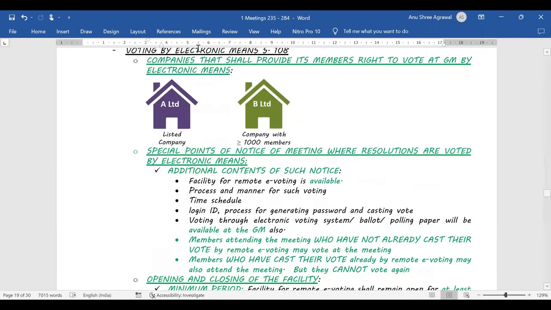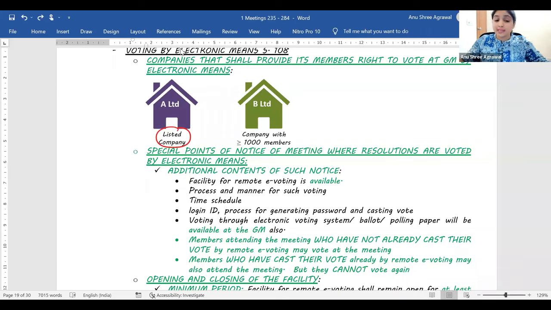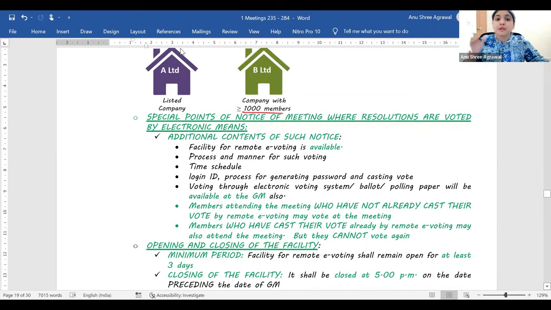Now coming to voting by electronic means, is this mandatory in every company? Is electronic voting mandatory in every company? No, it is mandatory for all listed companies, and it is mandatory for all those companies which have at least 1,000 members. Is it mandatory for every company? No, it is mandatory for listed companies, and it is mandatory for those companies which have at least 1,000 members. Now, whenever we're going to do e-voting, in the notice, we have to mention that, hey, listen, e-voting facility is available. This is your login ID. This is your password. In case you are having any problem with the e-voting, whom can you contact? Details about the grievance officer. All this has to be given in the notice.